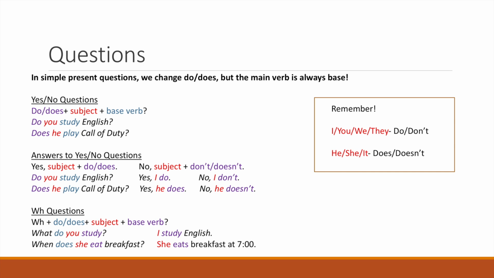For WH questions, we start with our WH question word, who, what, when, where, why, or how, followed by the helping verb, do or does, then the subject and the base verb. For example, what do you study? I study English. When does she eat breakfast? She eats breakfast at 7. Again, looking at these questions, you see the WH question word first, then the helping verb, do or does. These are chosen depending on the subject that follows.